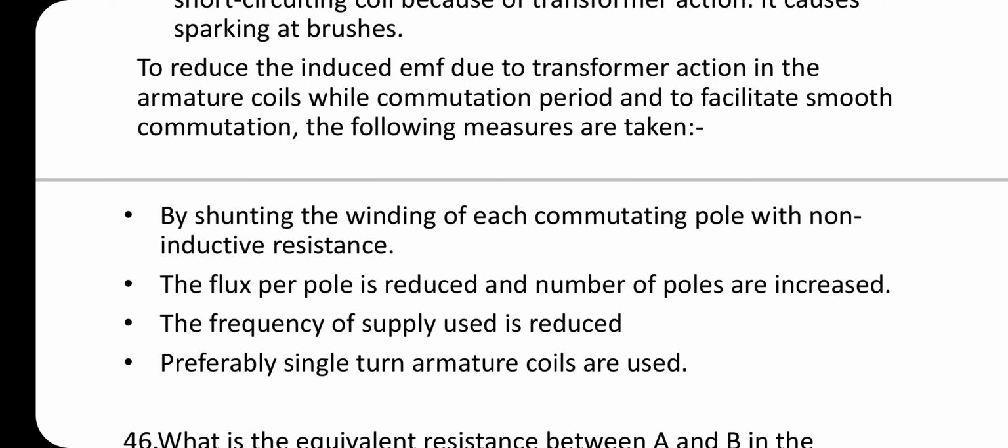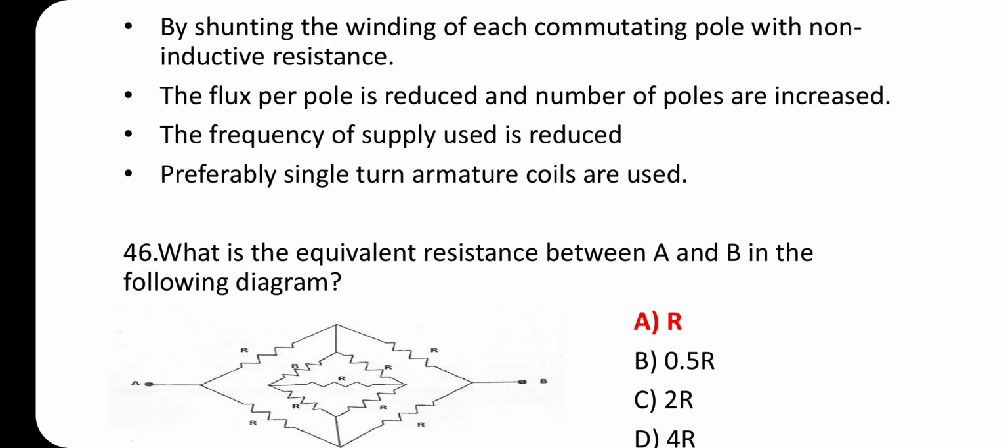By shunting the winding of each commutating pole with non-inductive resistance, the flux per pole is reduced and the number of poles is increased. The frequency of supply used is reduced. Preferably a single-turn armature coil is used.